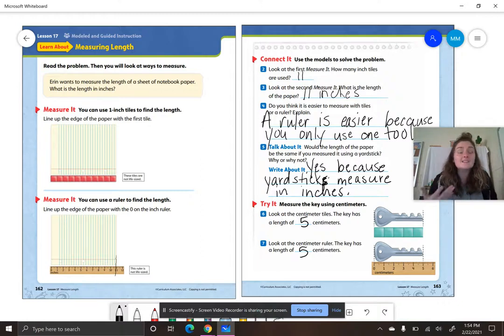All right, Smarties. Remember, as always, when you are measuring, you have to be exact. You have to be precise.